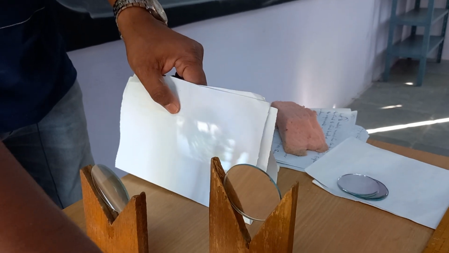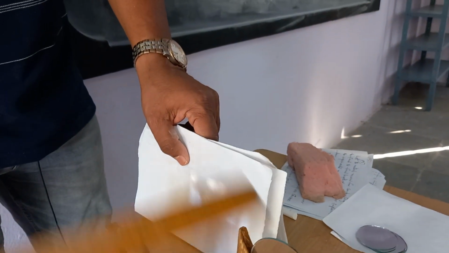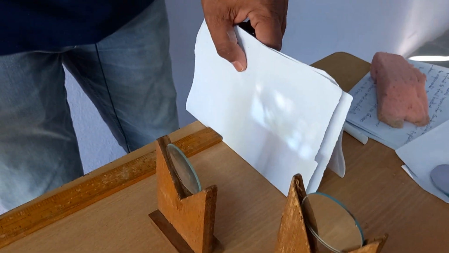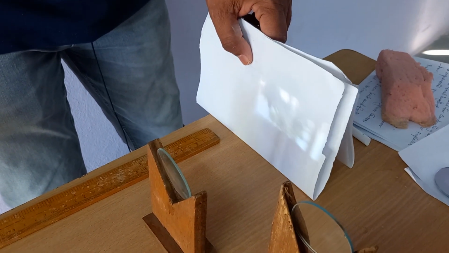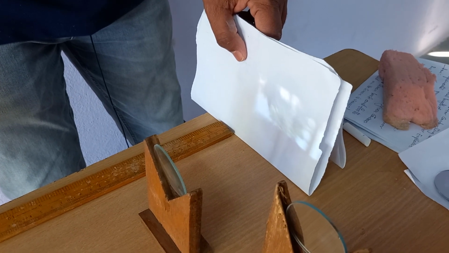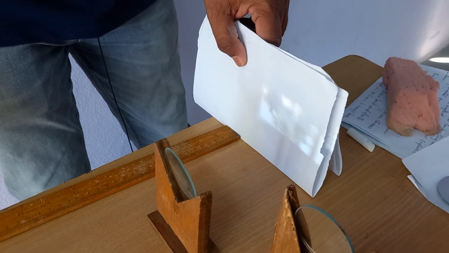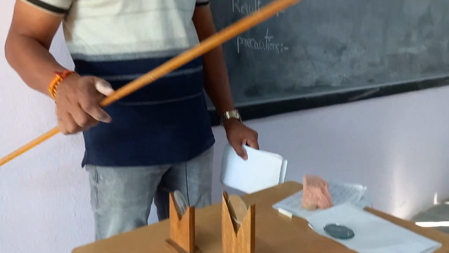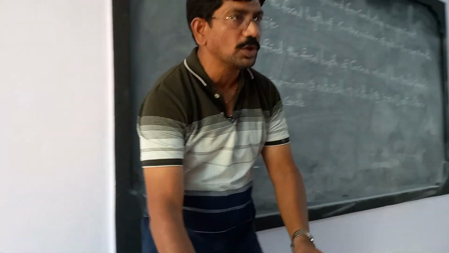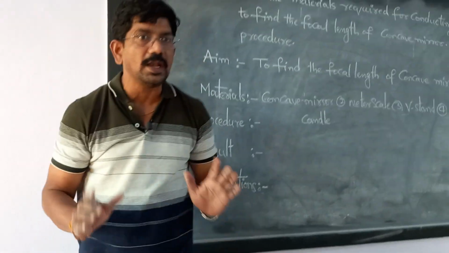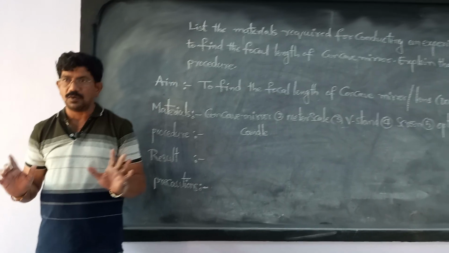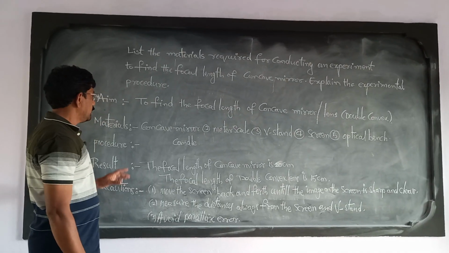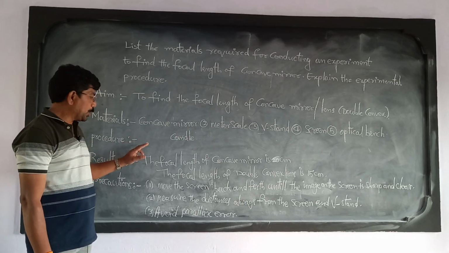Now measure the distance between the pole and the screen. It is 15 centimeters. So the focal length of this double convex lens is equal to how much? 15 centimeters. Are you clear about that? This method is known as what we call it? Distance object method.